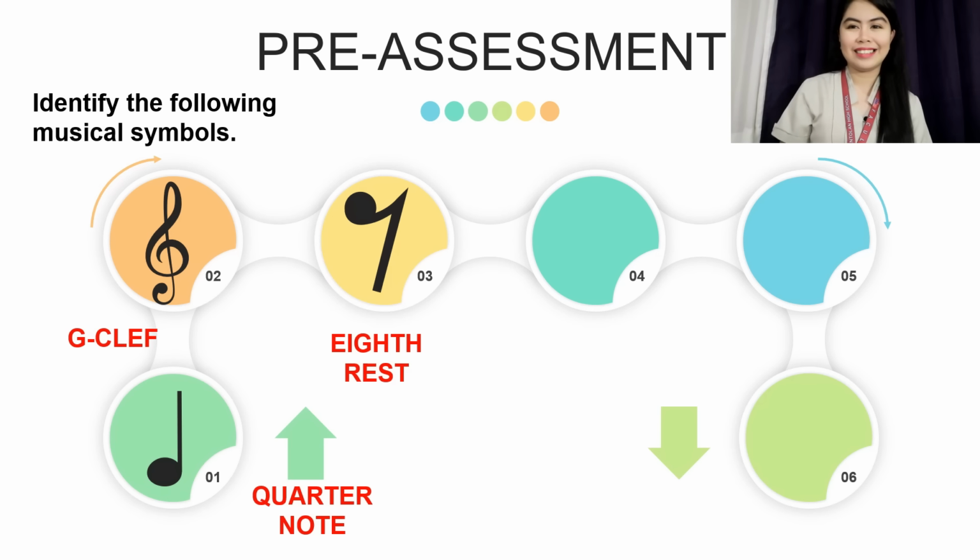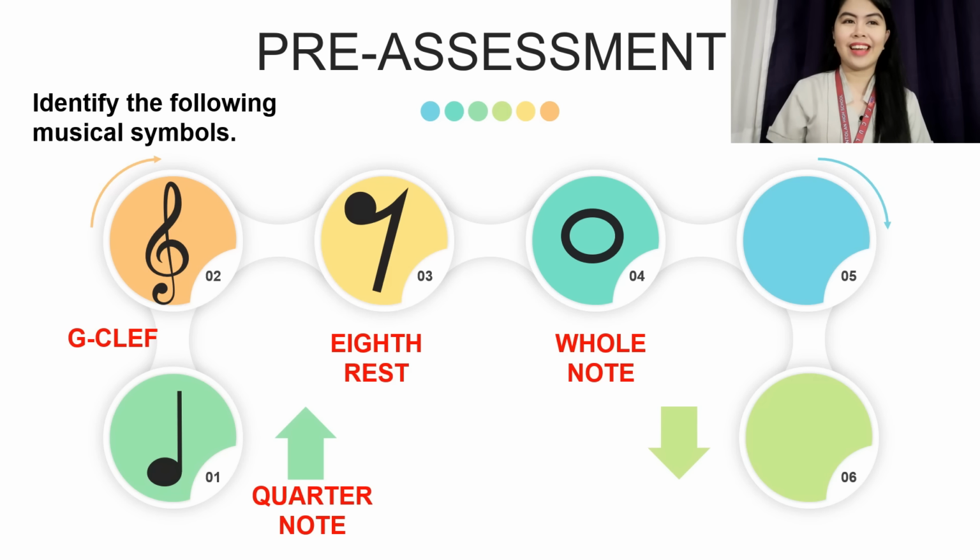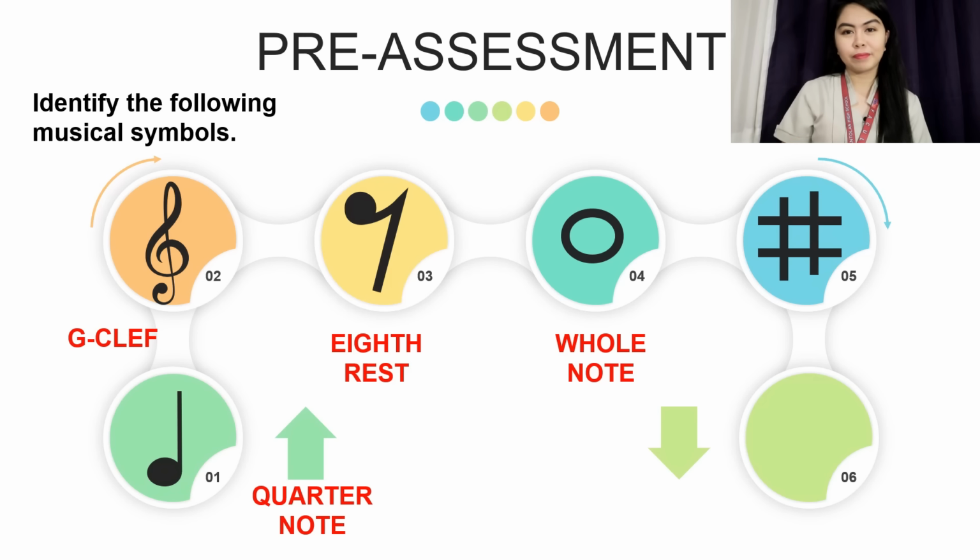Number 4. What's this? It looks like a circle, but in music, it is actually the... Correct, the whole note. Number 5. What's this? Is it a number sign? No, in music, it is the... Right, the sharp. That means you have to sing in a higher pitch.